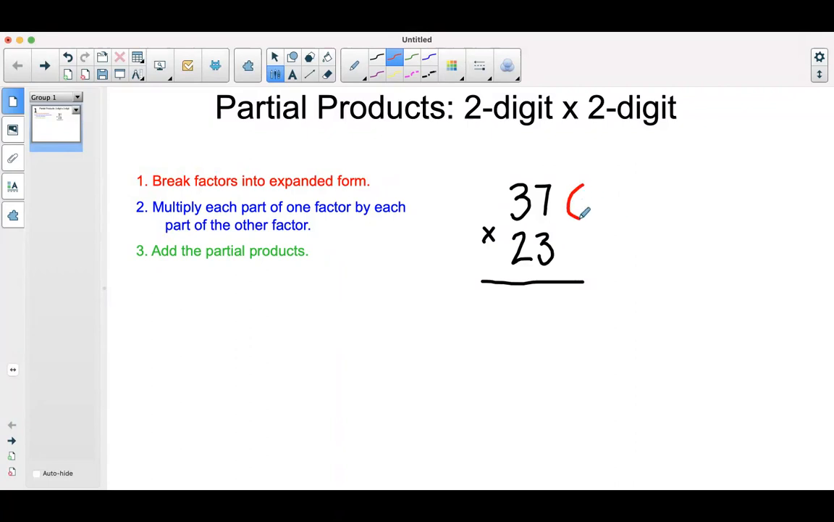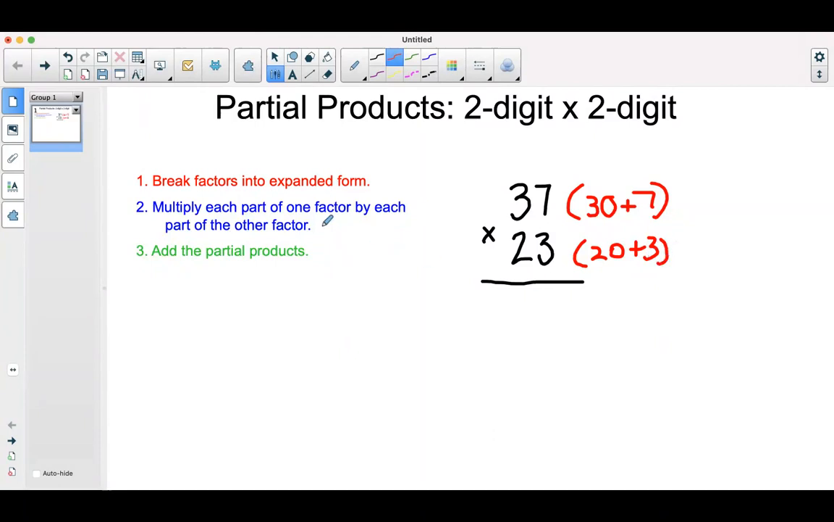So I'm going to start by splitting up that 37 into its component parts. 30 plus 7 is how we write that in expanded form. And then I'm going to look at my other factor, 23. When I break up that factor into its parts, I have 20 plus 3. All right, we've now completed step 1.